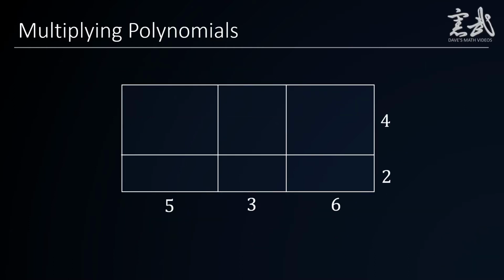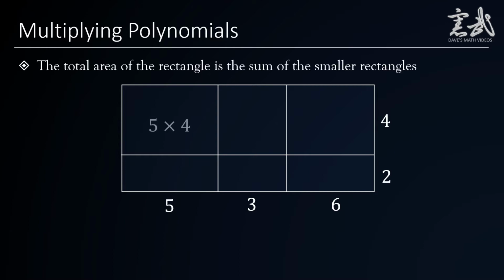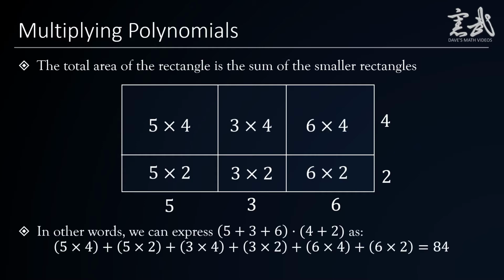In this case, the total area of the large rectangle is nothing more than the sum of each of the 6 smaller rectangles. In other words, we can express the quantity 5 plus 3 plus 6 times 4 plus 2 as 5 times 4 plus 5 times 2 plus 3 times 4 plus 3 times 2 plus 6 times 4 plus 6 times 2, or 84. In any case, it's identical to multiplying 14 by 6.